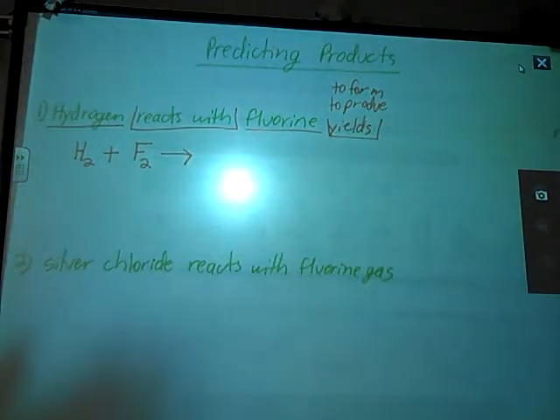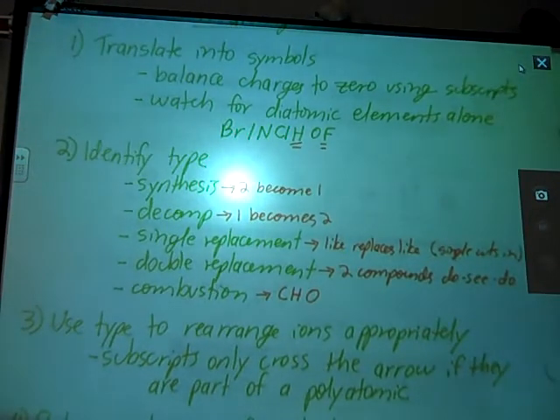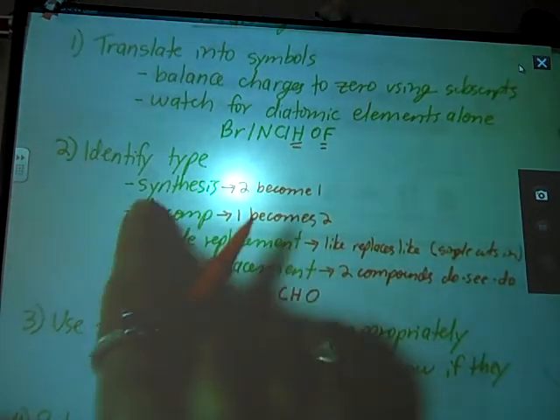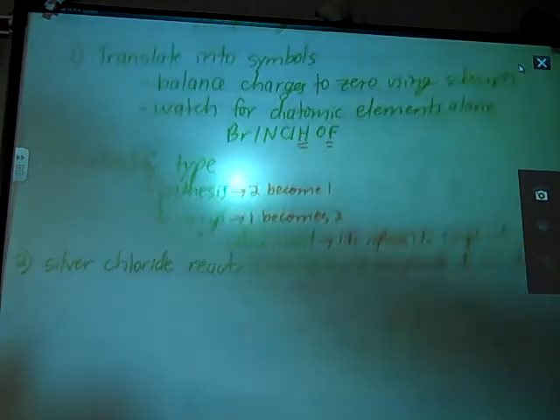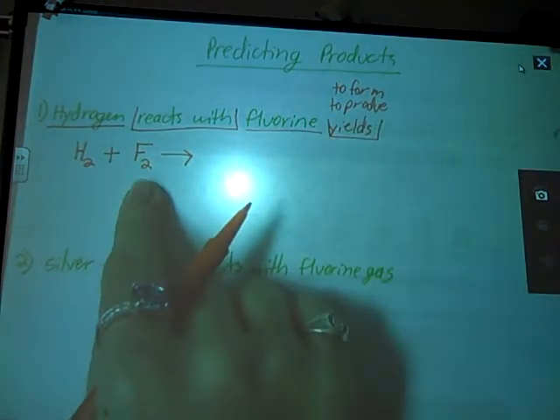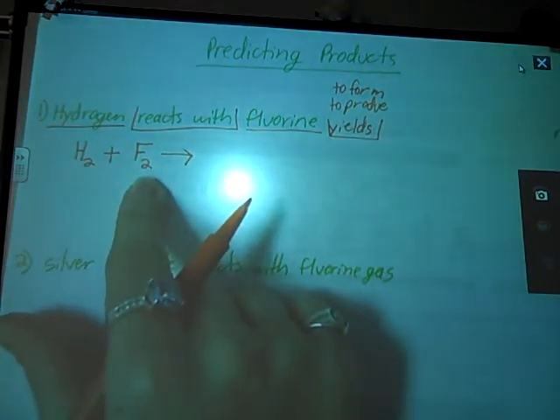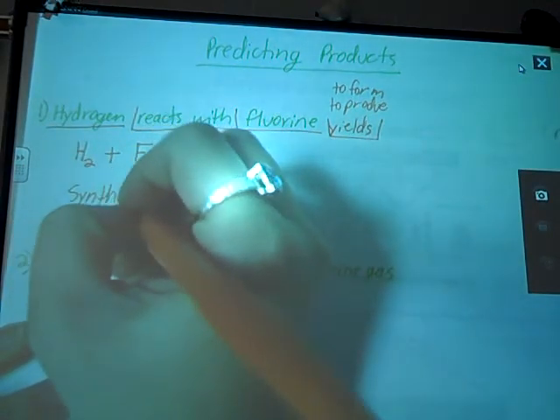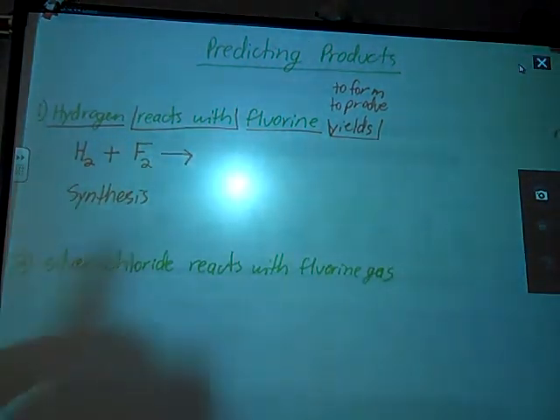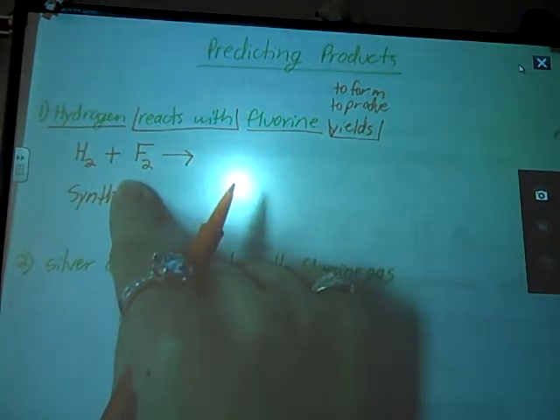Now, got to come up with our type. So, let's check back on our types here. Let's see which pattern does it fit. Synthesis, 2 things become 1. Decomposition, 1 thing becomes 2. Let's see, I do have 2 things. They're both single elements. Even though I have 2 of them, they're still single elements. So, this is an example of a synthesis reaction. So these 2 things are going to become 1.